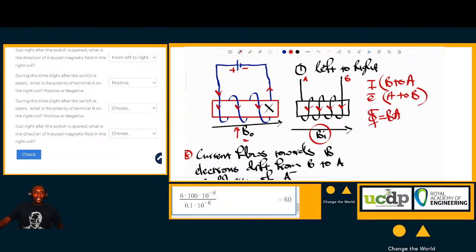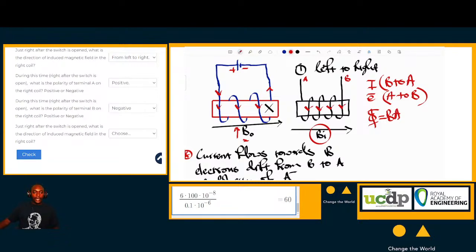During this time, right after the switch is open, what is the polarity of terminal B on the coil on the right? We've already answered this one. B is going to be negative, right? If A is positive, then B is negative. Well, they can't both be positive. They can't both be negative.